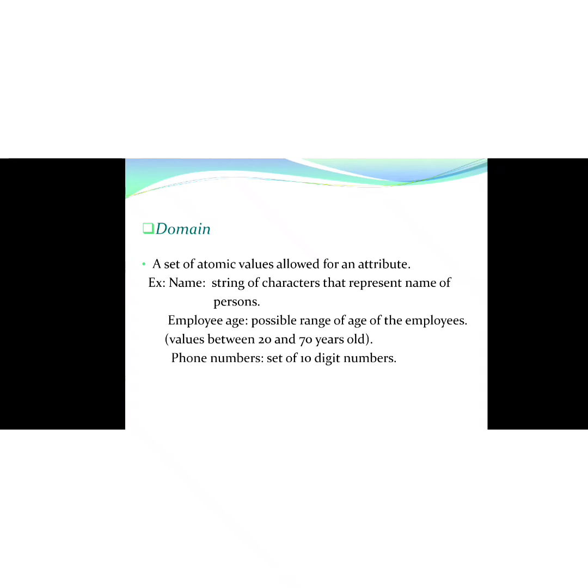The next terminology we are going to study is domain. In relational data model, it is a set of atomic values that are allowed for an attribute. The values should be atomic, that is, each value in the domain is not divisible further. For example, a set of values for the attribute name should be a string of characters that represent name of persons. Another example is domain for the attribute employee ages would be set of atomic values with possible ages of employees of a company allowed between 20 and 70 years age.